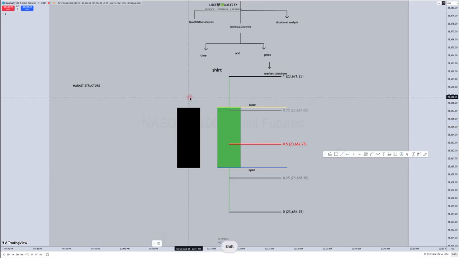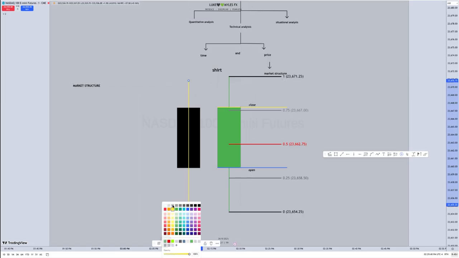Now you would consider this a vice versa. You would say this is a vice versa of the bullish candle. So where you see the close of the bullish candle is where the open of the bearish candle will be.